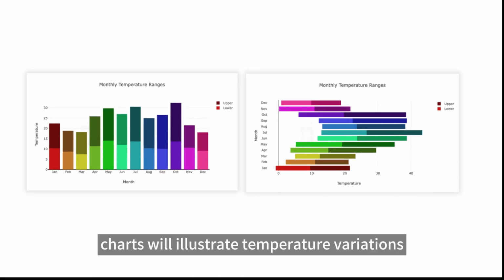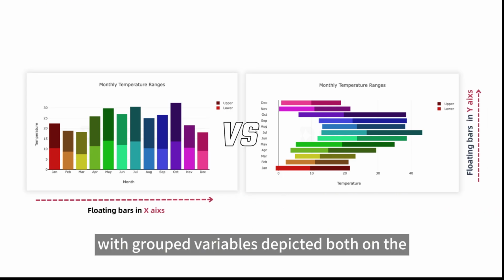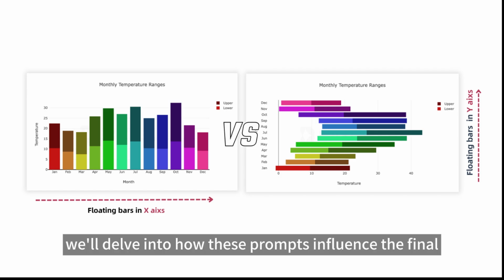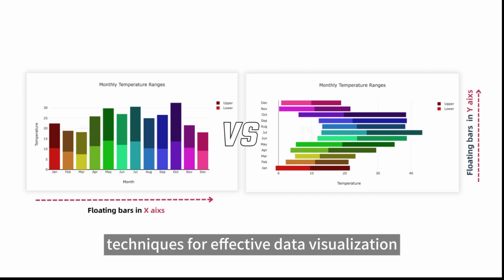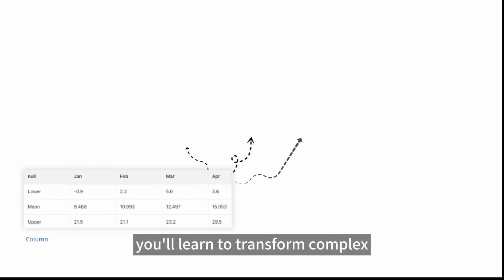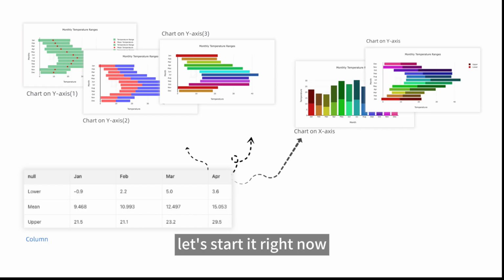The floating bar charts will illustrate temperature variations with grouped variables depicted both on the x-axis and y-axis for comparison. We'll delve into how these prompts influence the final charts and uncover techniques for effective data visualization. In just 2 minutes, you'll learn to transform complex datasets into insightful visualizations. Let's start it right now.